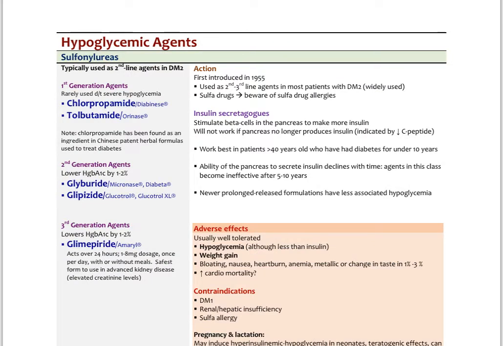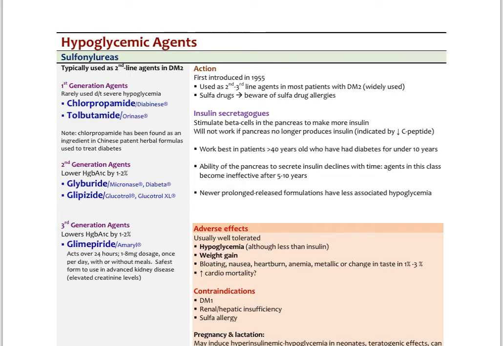Now, 15, 20, 30 years ago, the sulfonylureas were a very widely used class, usually added on to metformin if metformin wasn't effective as a second-line agent for lowering glucose. But these are being less commonly used, and I'll talk about why here in just a minute. There are 3 generations of sulfonylureas.